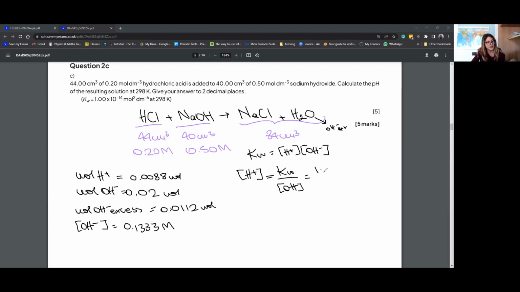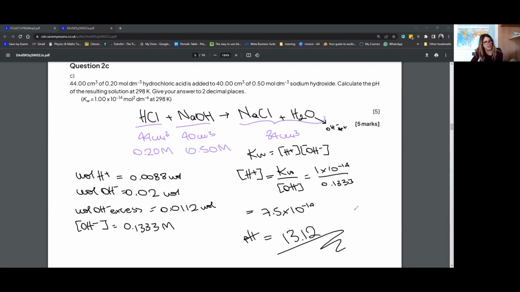So plugging in the values, 1 times 10 to the minus 14 divided by that 0.1333, we get 7.5 times 10 to the minus 14. And then we just do the negative logarithm of that to get the pH of 13.12, okay? So let's be picky with the decimals. Keep them as many as possible till the end and then do the last rounding.